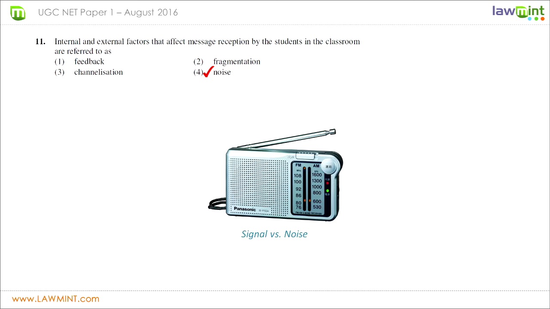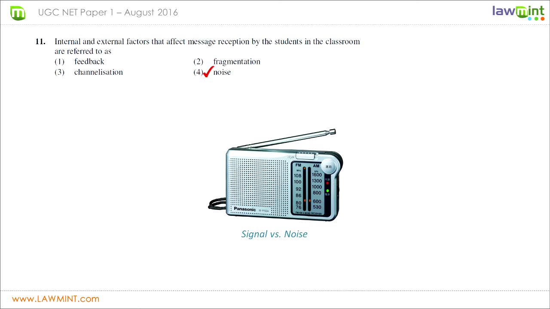In question number 11, we are asked, internal and external factors that affect message reception by students in the classroom are referred to as what? Now, an analogy that we can use here is when we are listening to an FM radio. Then there is the signal that is coming through, which is essentially the song or the audio or the conversation that we wish to hear. Whereas there is also a lot of background noise that can be possible, which disturbs us or which acts as a barrier for us to actually hear what we want to hear.